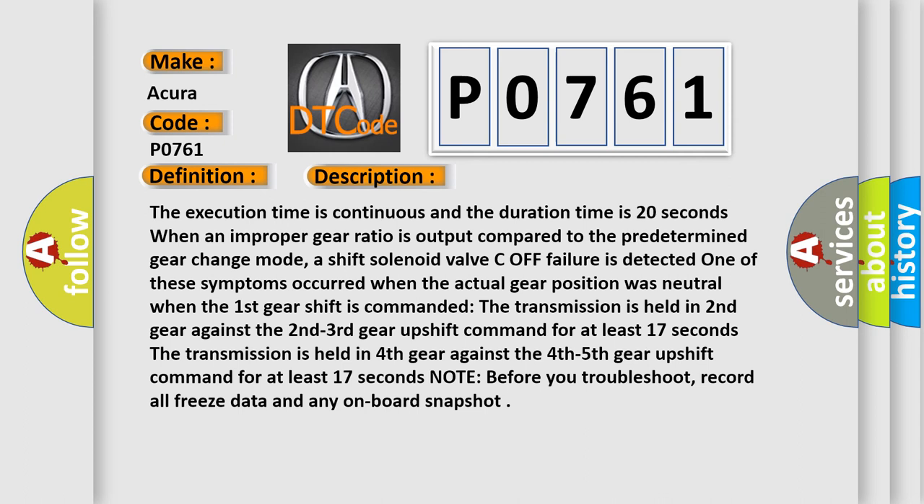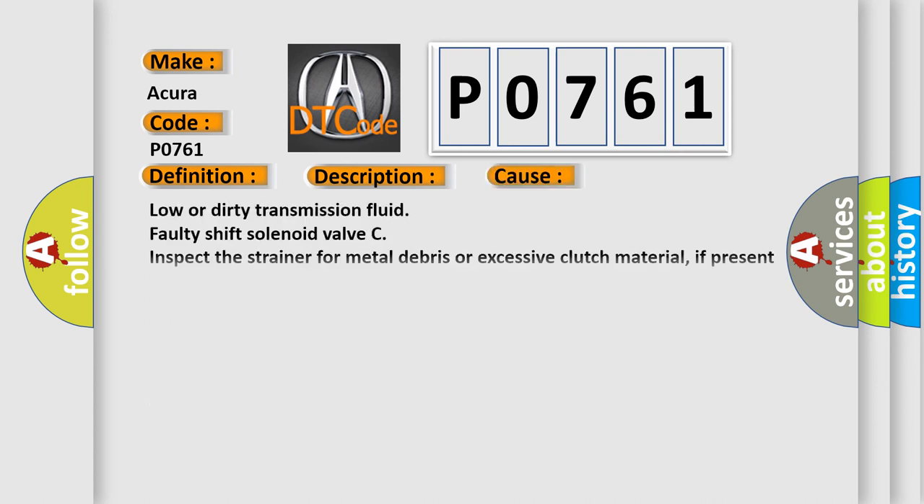Note, before you troubleshoot, record all freeze data and any onboard snapshot. This diagnostic error occurs most often in these cases: low or dirty transmission fluid, faulty shift solenoid valve C. Inspect the strainer for metal debris or excessive clutch material; if present, replace the transmission.